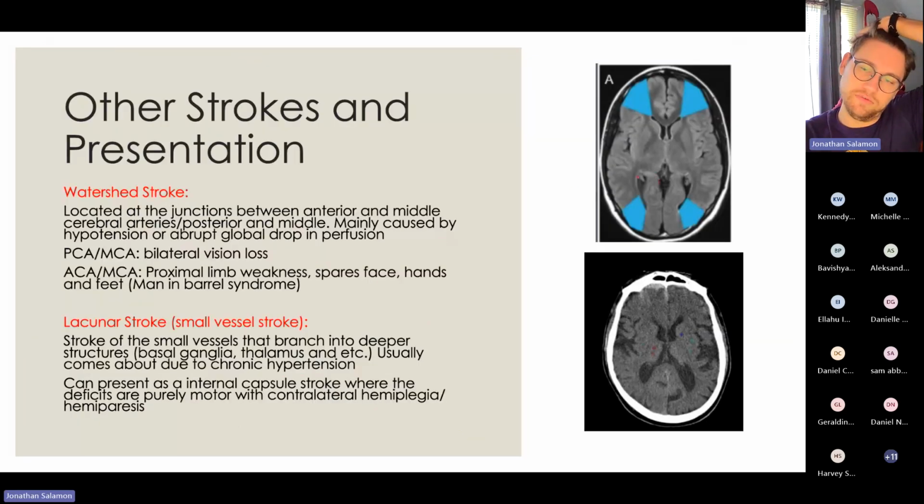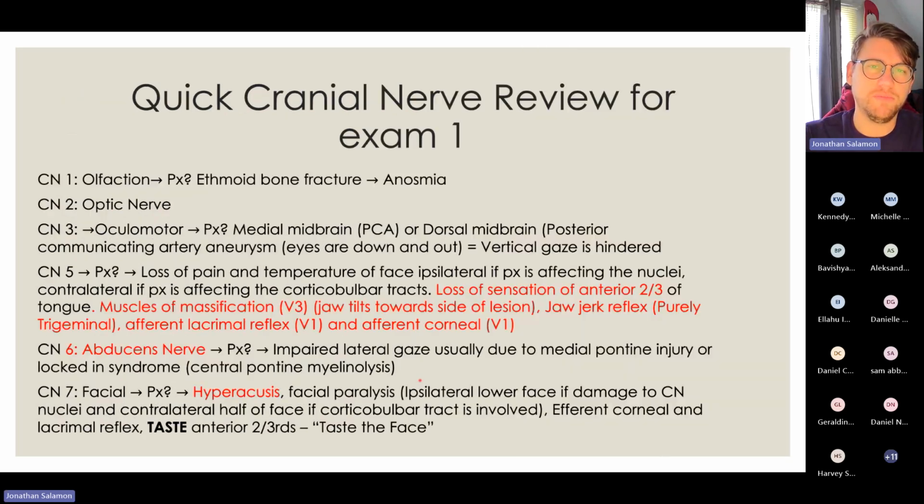Watershed strokes and lacunar strokes. This is where the blood vessels almost meet, just like in the gut with the splenic flexure, or right after the sigmoid colon. Same deal, any type of volume loss. And then lacunar strokes, these are your small vessel strokes. These are usually in the basal ganglia. You have your strokes here, or you have your internal capsule stroke where it's just purely motor.